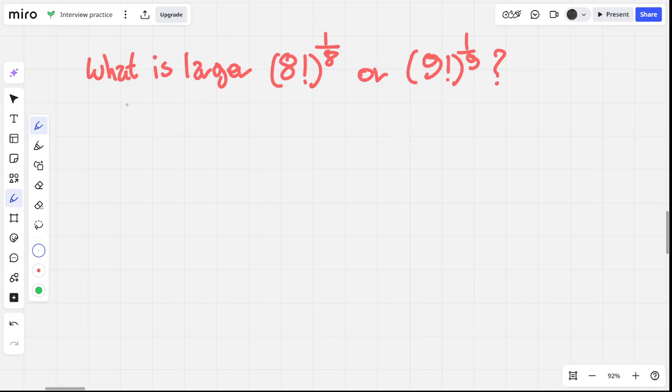So the question is, what is larger, 8 factorial to the power of 1 over 8, or 9 factorial to the power of 1 over 9? Now, the way I approach this question is to start with the hypothesis. So what I said is that 9 factorial to the power of 1 over 9 is larger than 8 factorial to the power of 1 over 8.